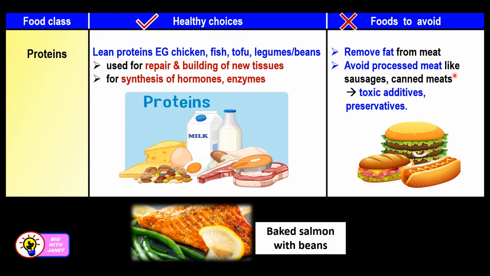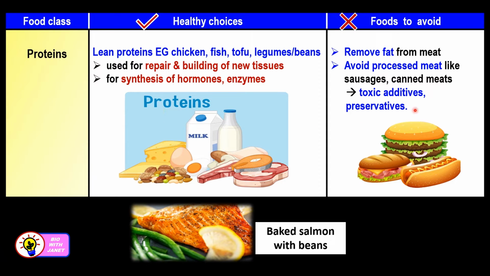And avoid processed meats like sausages and canned meats that contain additives, toxic additives, and preservatives. So preserved meat like sausages, like in the hot dogs, and then in the burgers, if the meat in the burgers is preserved, and other types of preserved meats, they usually contain preservatives, so that's not good for health, okay, and even canned meat.